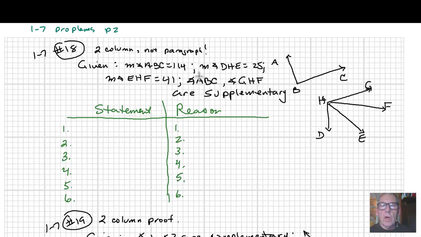Okay, so let's see what we got. They tell us that ABC, this angle, is 114 degrees. DHE, this angle here, is 25 degrees. And EHF, this angle is 41 degrees. And ABC and GHF are supplementary. That means these two add up to 180 degrees.